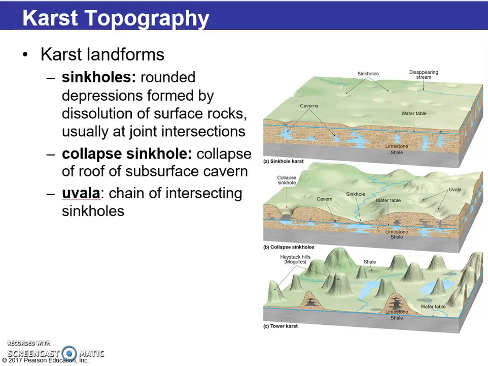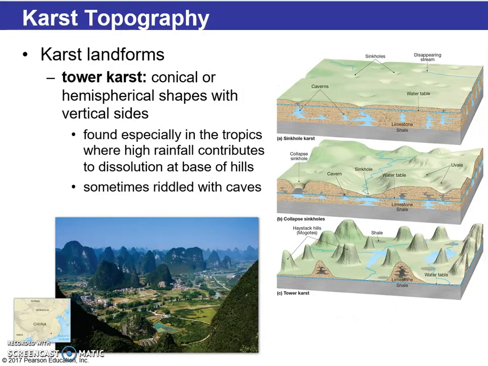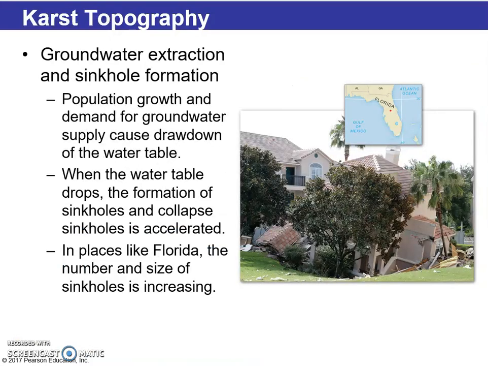In karst, we could have sinkholes, collapsed sinkholes, chains of intersecting sinkholes, all kinds of different landforms. Anything you can imagine being dissolved, or rock being dissolved. Tower karst has conical or hemispherical shapes with vertical sides, and there are examples of that here. Groundwater extraction can cause sinkhole formation. You see some of that in Florida.